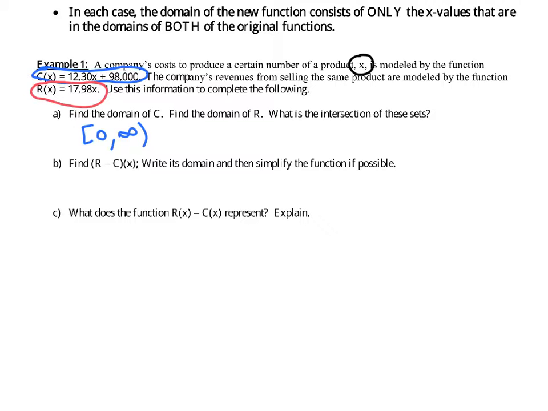Looking at the revenue function, it also has the same variable x. How many of this product did they sell? Well, at the same time, they can't sell a negative number of product, so our domain will also be 0 to infinity, including 0. Now, the intersection of these sets is what are the x values that belong to both of these? Well, since these are the exact same domains, the intersection of the two domains would still be 0 to infinity. This is where the domains overlap, so to speak.